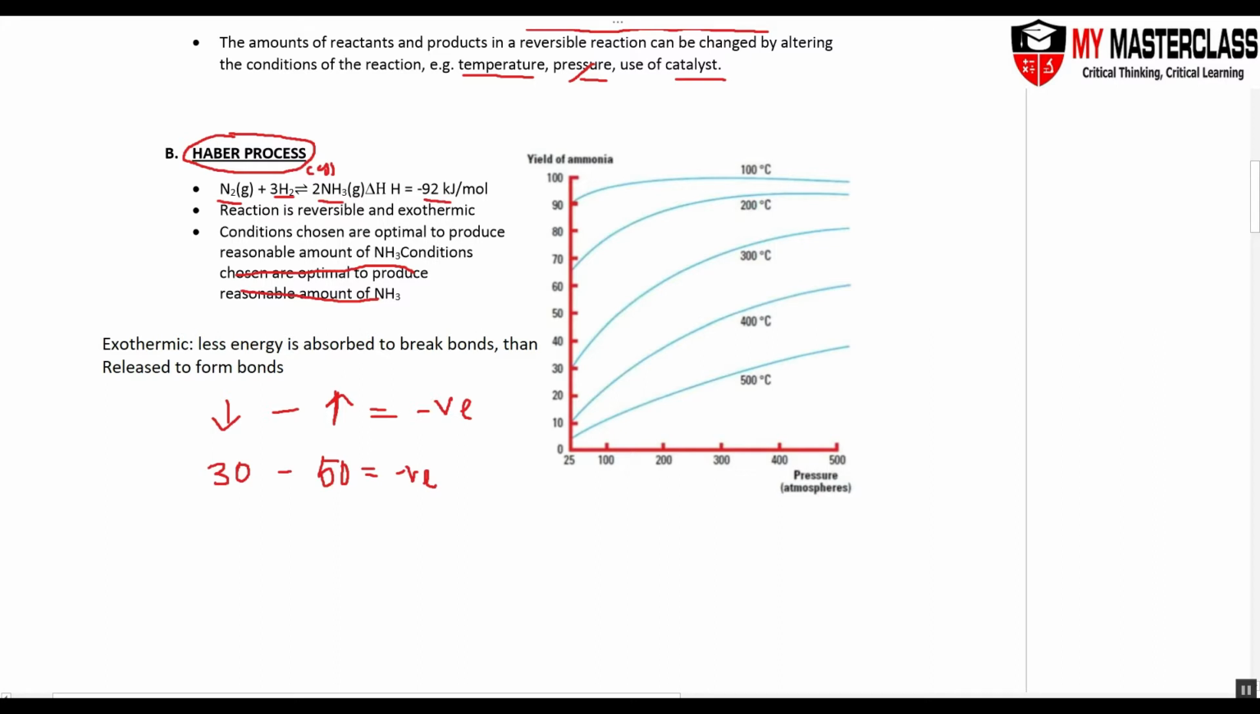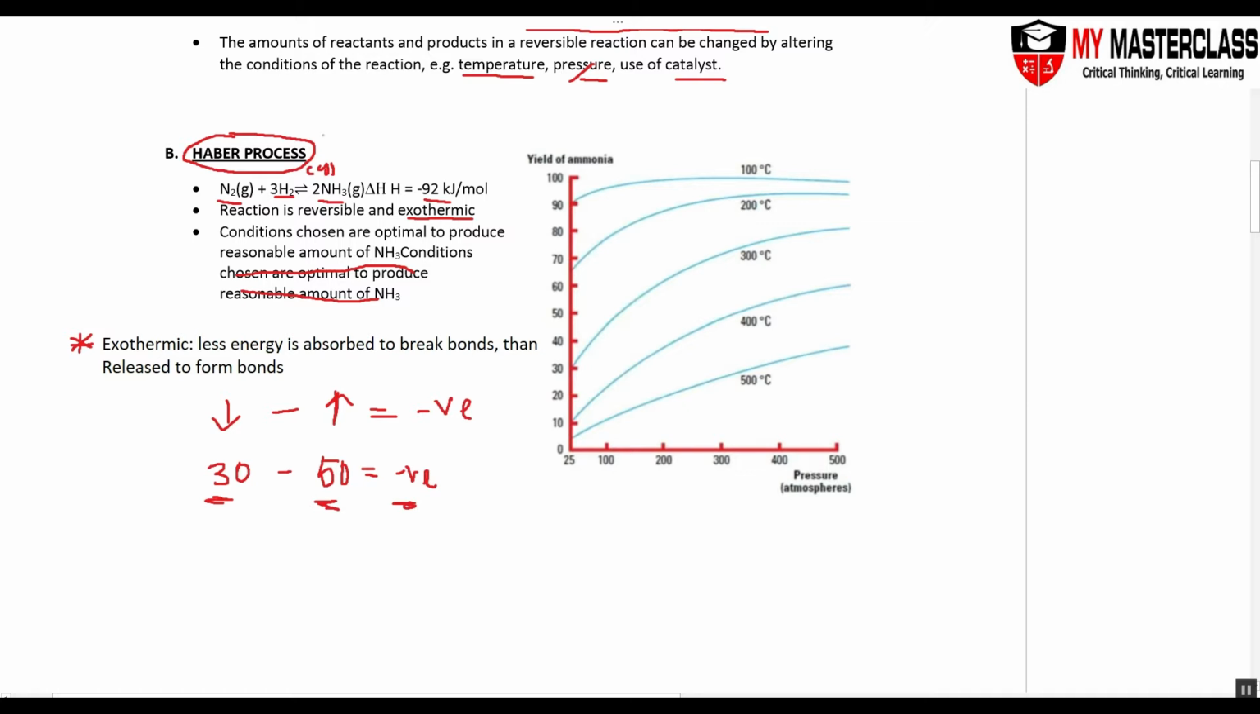Okay, minus 92 means it is exothermic reaction. Okay, so remember exothermic reaction, less energy is absorbed to break the bonds than released to form. So I have a small number, less energy is absorbed, then released to form. So small number minus your big number, you get a negative exothermic value.